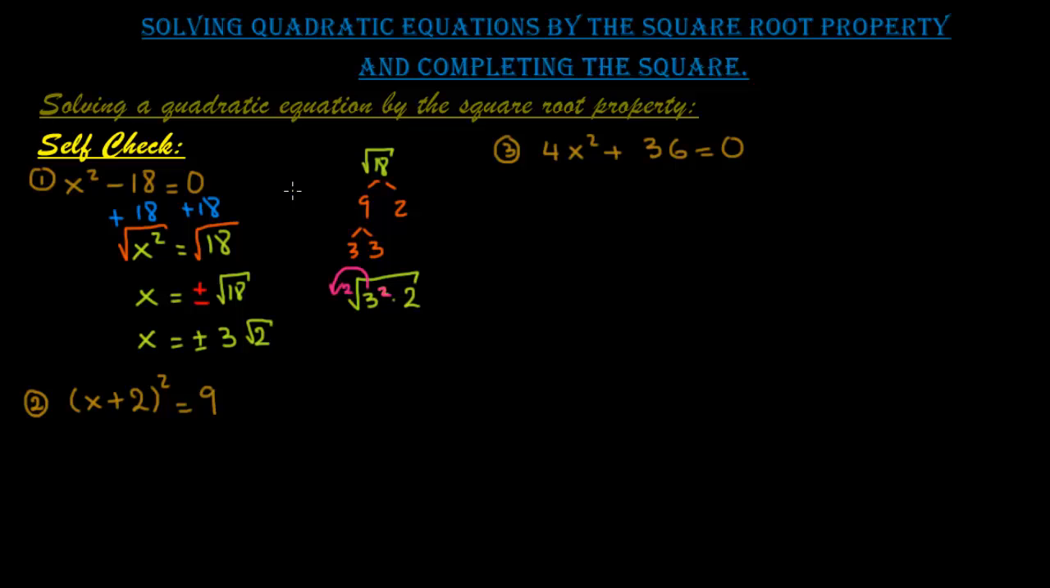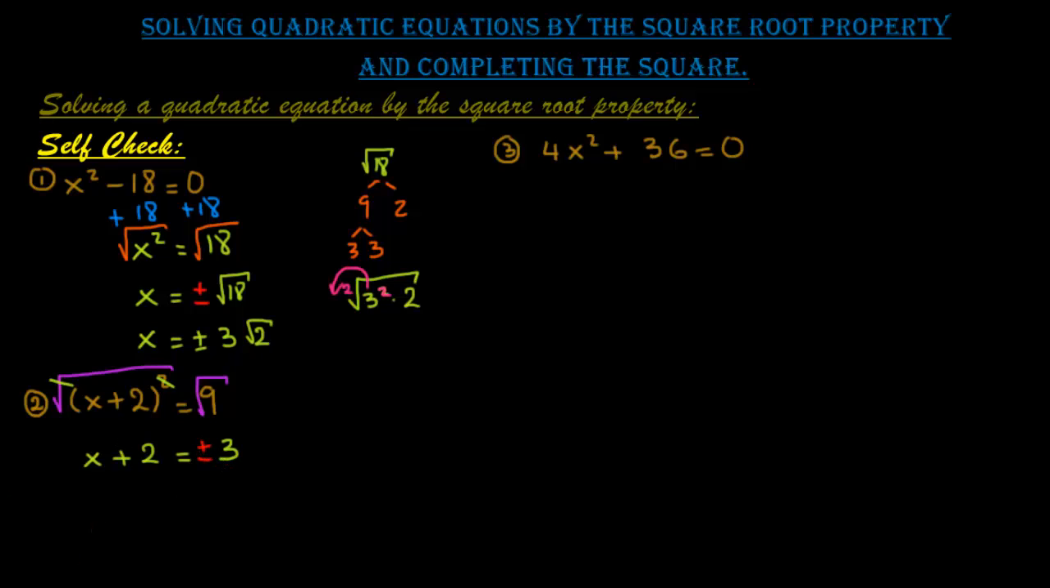Problem 2 is a little bit different from the example, but if you understand the concept, you still know how to solve this. As we see, (x plus 2) squared equals 9. First of all, I need to get rid of the square, so we take the square root on both sides. The square and square root cancel out, giving x plus 2 equals the square root of 9, which is 3, but don't forget plus and minus 3.